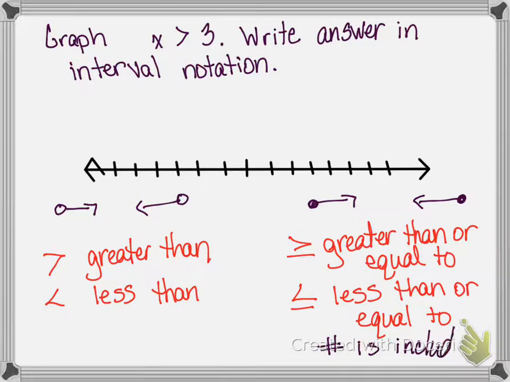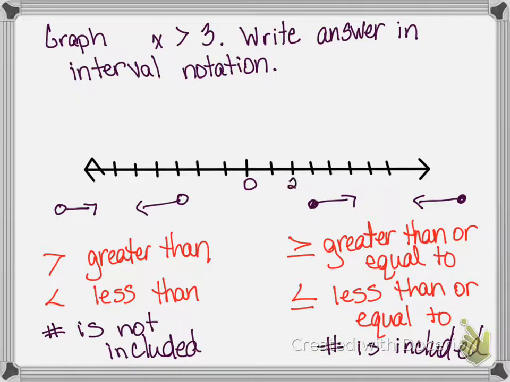Okay, the number is included in your answer. The open dot means the number is not included in your answer. Now, in this situation, I'm going to start right here at 0. Okay, 0 is right here, so that makes this 2 and this 4. I'm at 3. So am I going to have an open dot at 3 or a closed dot at 3? Open. Good, because I've got the greater than sign. Then, am I going to go to the right or am I going to go to the left? Good, I'm going to the right because it's greater than.